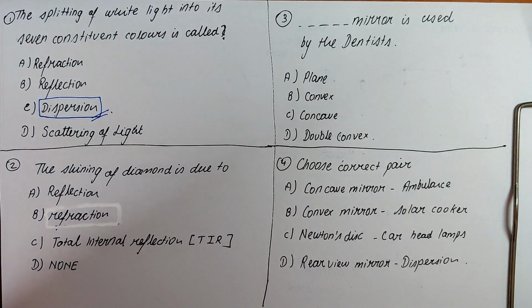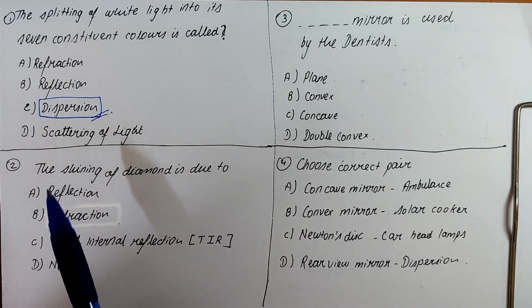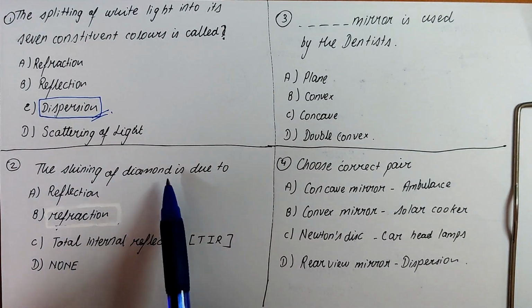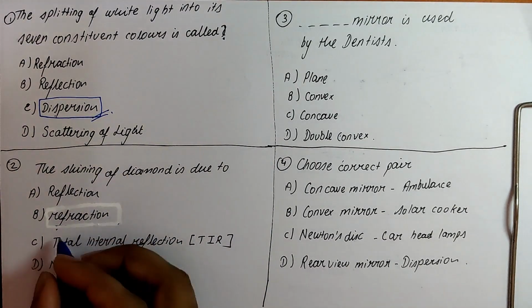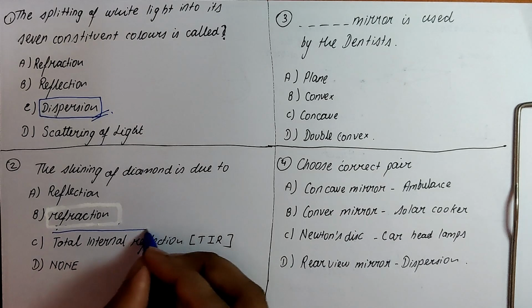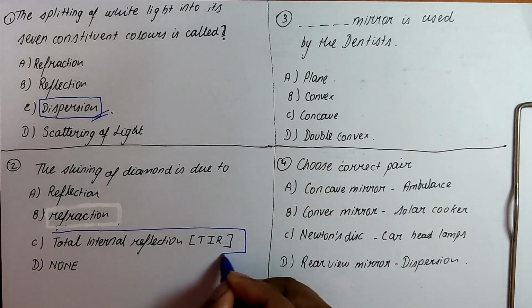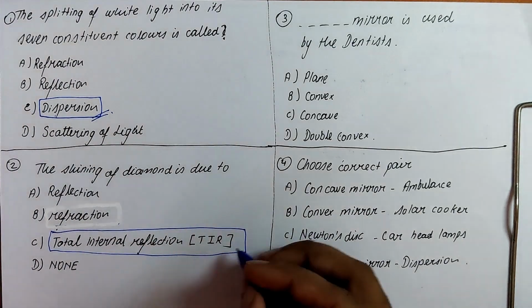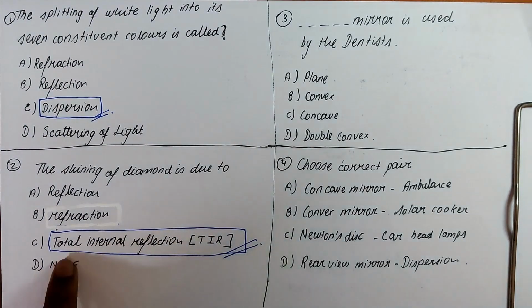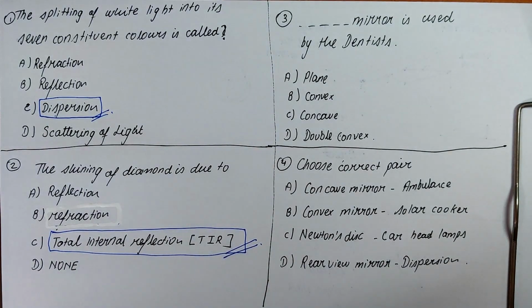Now on to the second question. The second question is: the shining of a diamond is due to what? And the answer to the second question is not refraction, but rather total internal reflection. I made a small mistake, but the answer after I corrected myself is total internal reflection. That's the answer to the question.